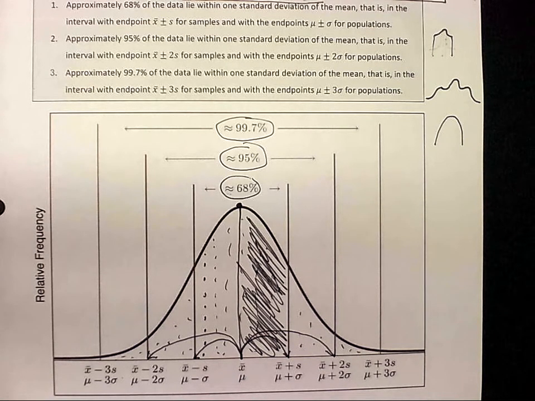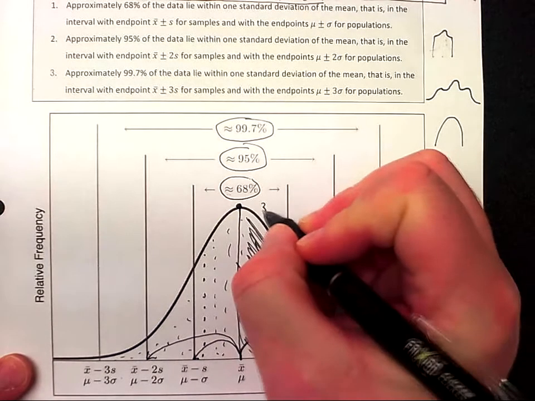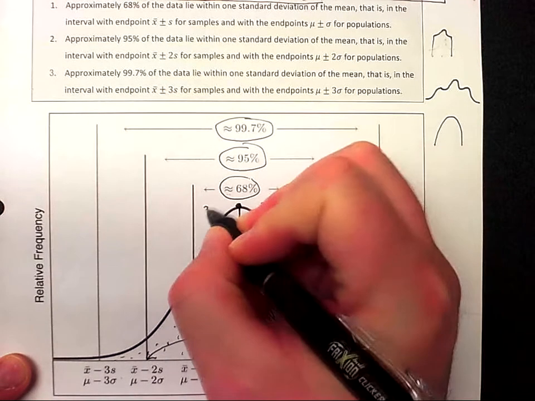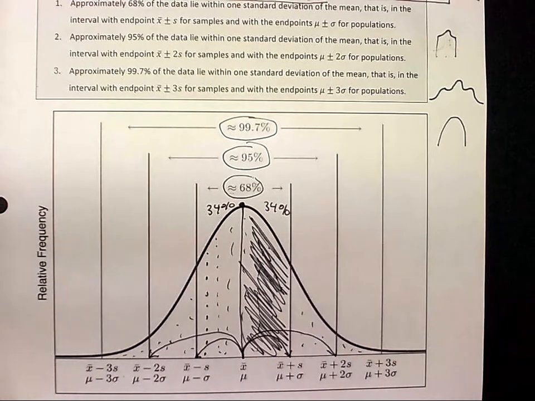Divide 68 by 2. You know if it's symmetric, then the left-hand side has to be the same as the right-hand side. If I'm cutting it in the middle, right down the mean, then we know that this sliver over here has to be the same as this sliver over here. So therefore, half is going to be over here, half is going to be over here. So we know that this right here is going to be 34%. And this over here is going to be 34%. All right, is everybody good with that?